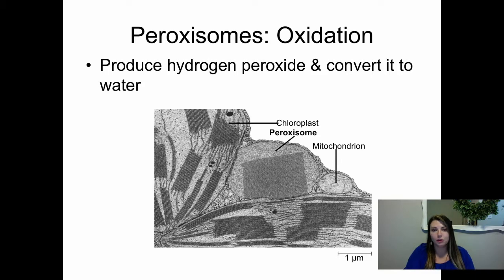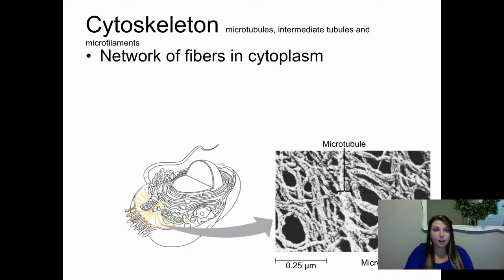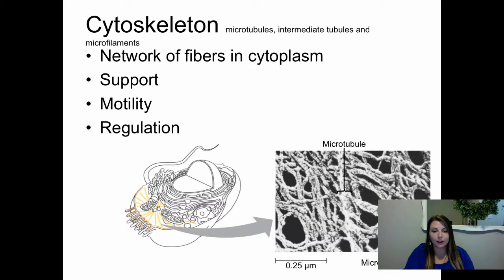So they actually produce hydrogen peroxide, which is then converted to water. So we have a cytoskeleton, and that's comprised of microtubules, intermediate filaments, and microfilaments. A cytoskeleton is a network of fibers that's found in the cytoplasm, and it provides support, motility, and regulation. So without a cytoskeleton, there would be no shape to a cell. It would basically be flat.